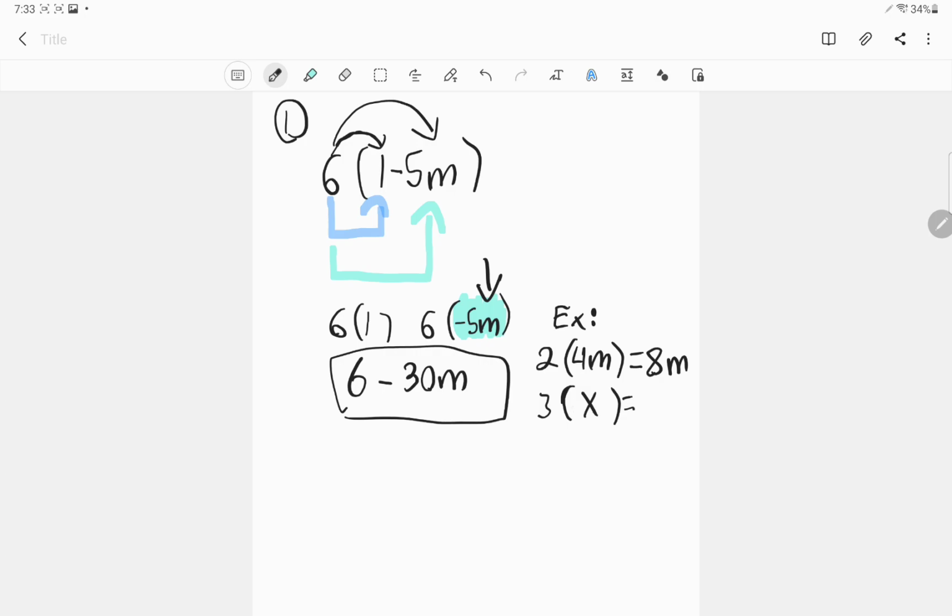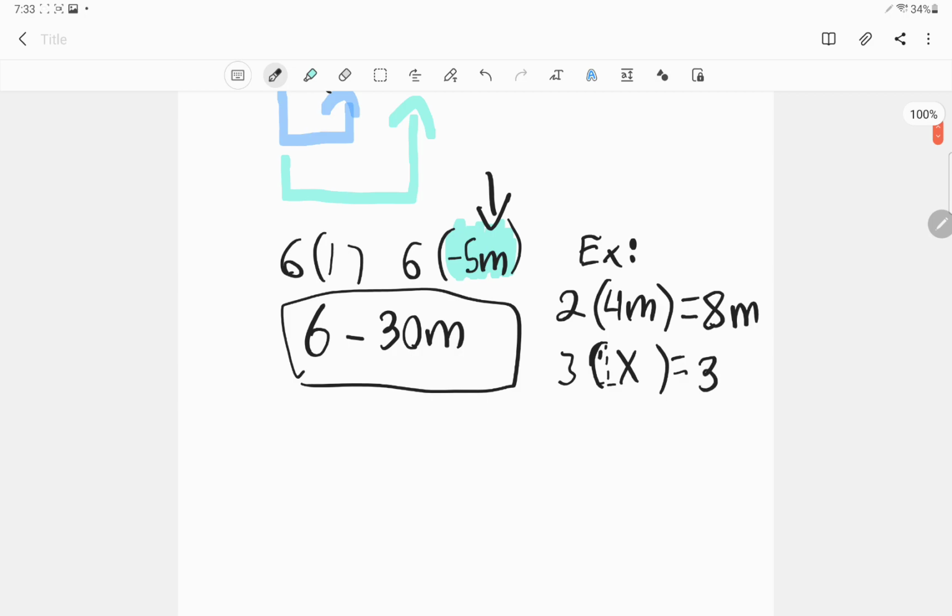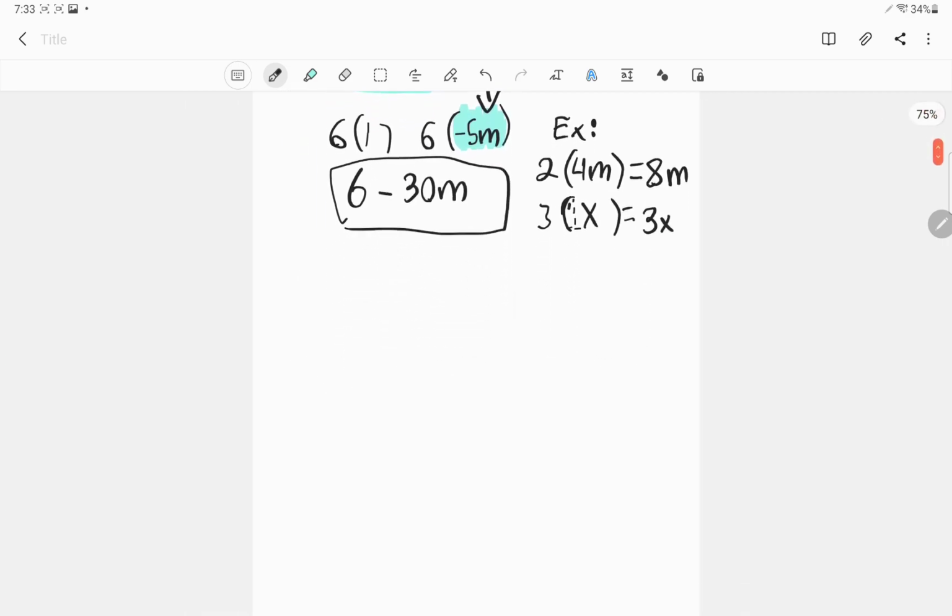There's always an invisible 1 in front. That's supposed to be a 1, by the way. So it's going to be 3, right? Because 3 times 1 is 3. And then I'm going to rewrite the x. Okay? Finally, one last example.